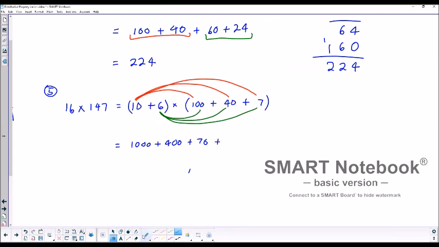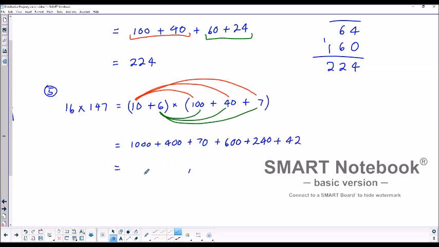Plus, just tidy that up a little bit. So plus, that plus here, 6 times 100 is 600. Plus 6 times 40 is 240. Plus 6 times 7 is 42.